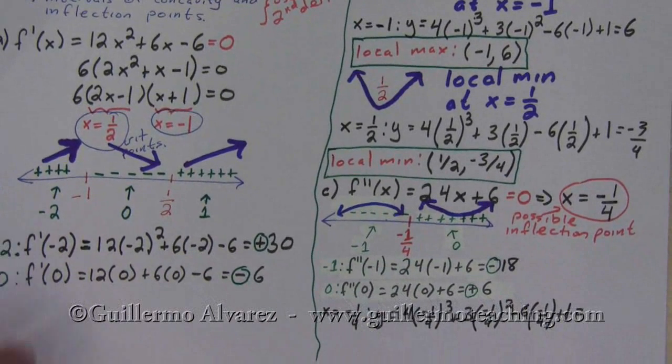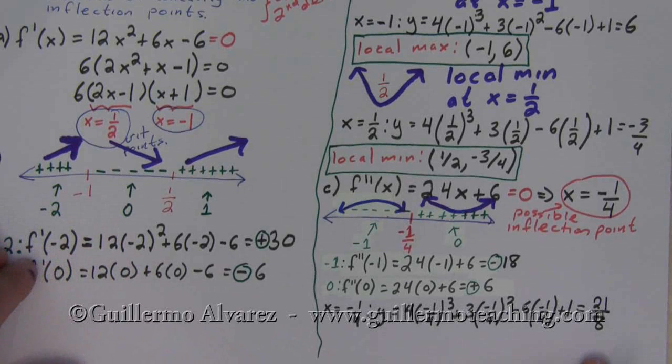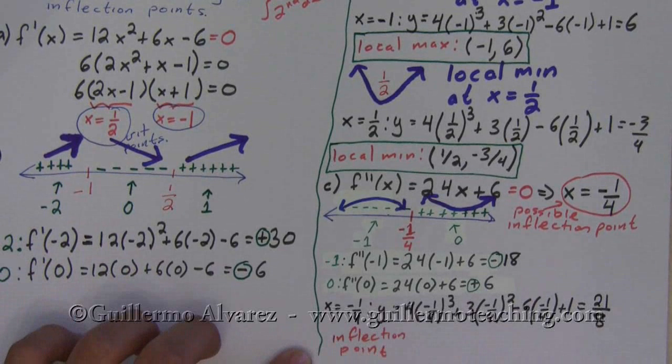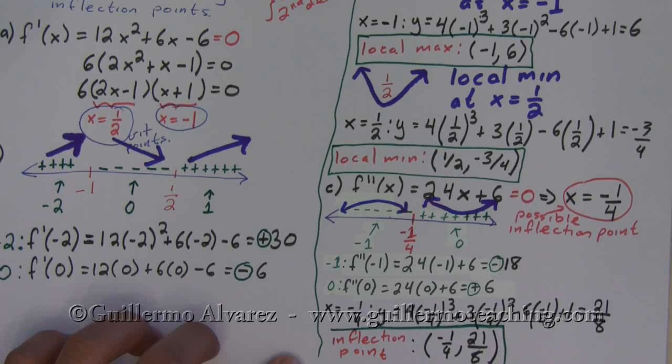Okay, so going back here, if we plug all this in, we're going to get 21 over 8. So that means that my inflection point is going to be the point -1/4, 21 over 8. And that's it. I found everything.